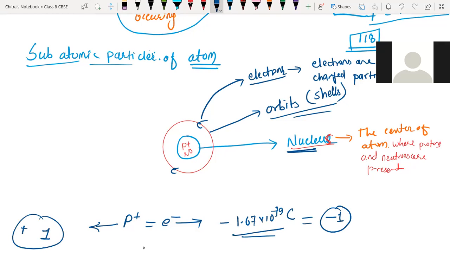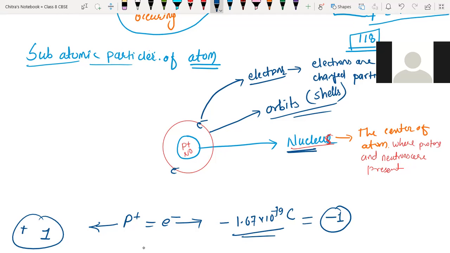Yes. These electrons and protons are found together in an atom. Sir, so basically an atom is like a miniature solar system where the nucleus is the sun and the electrons are planets. Yes, you can say that.